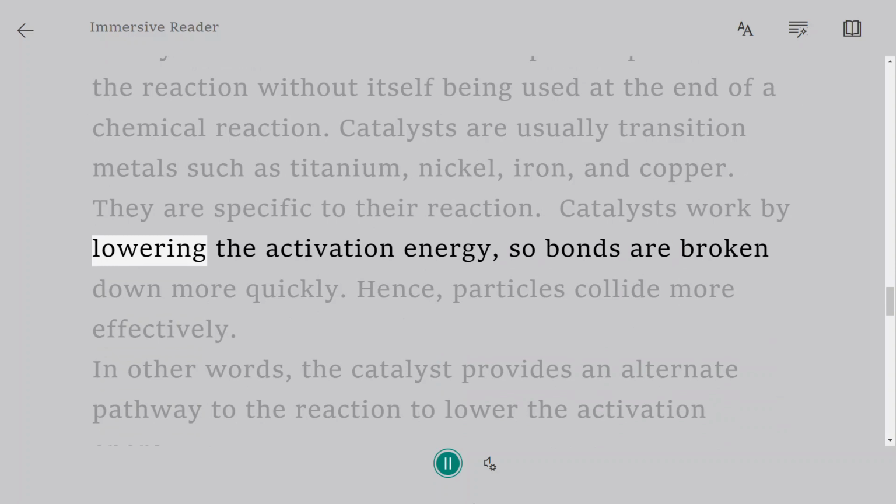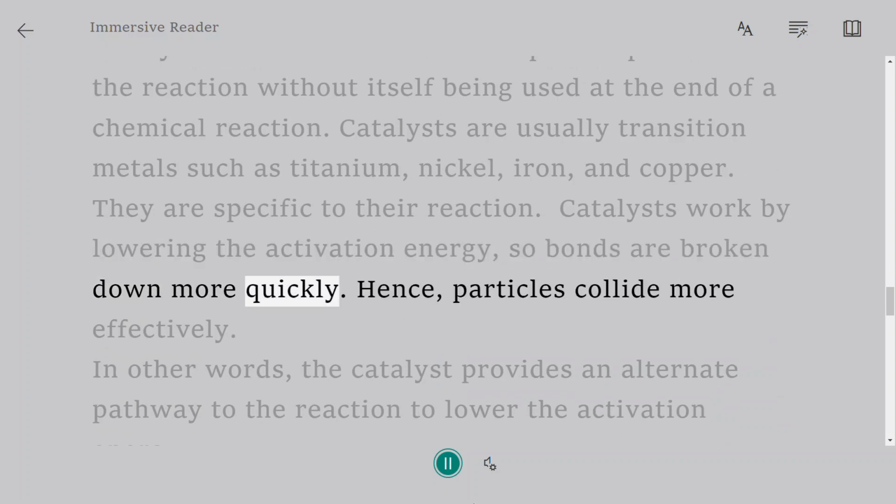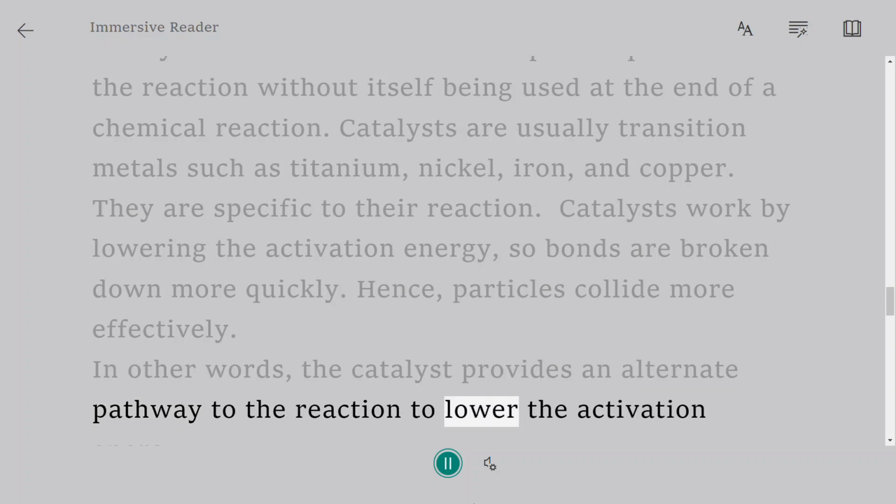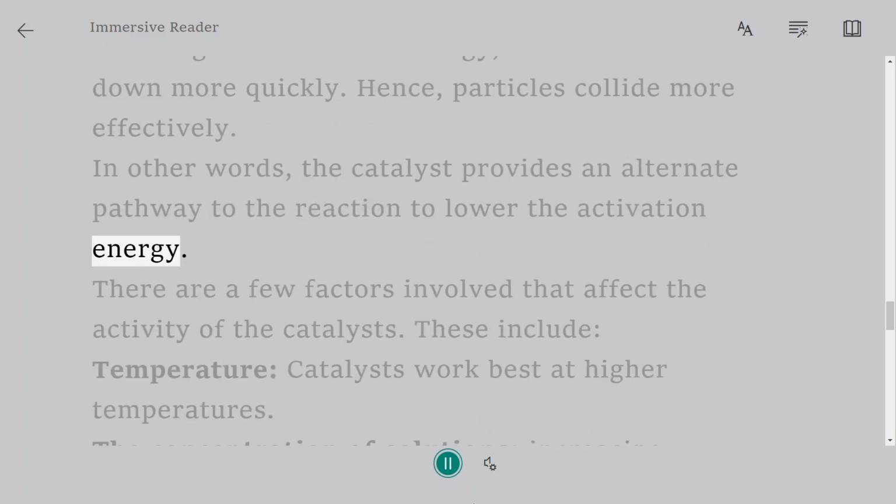Catalysts work by lowering the activation energy, so bonds are broken down more quickly. Hence, particles collide more effectively. In other words, the catalyst provides an alternate pathway to the reaction to lower the activation energy. There are a few factors involved that affect the activity of the catalysts.